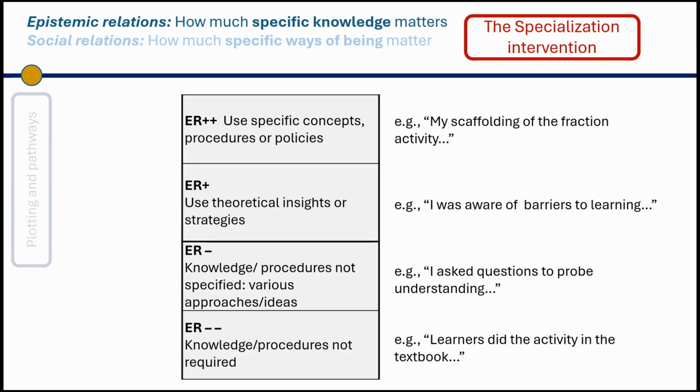When the epistemic relations are a little bit stronger, they use the theoretical insights or strategies without mentioning exactly what knowledge or how they use the concept. And when it's very strong, they are very specific about, I was teaching proper fractions where the denominator is bigger than the numerator, very, very specific concepts.